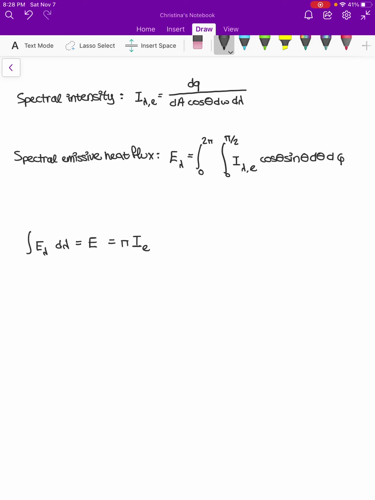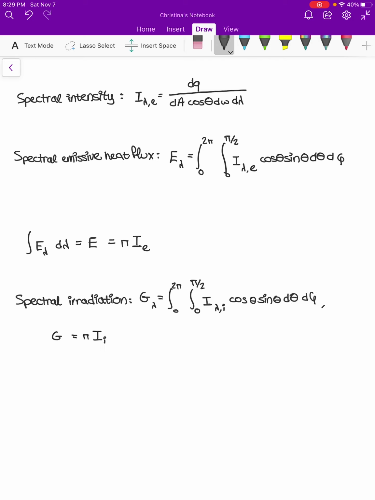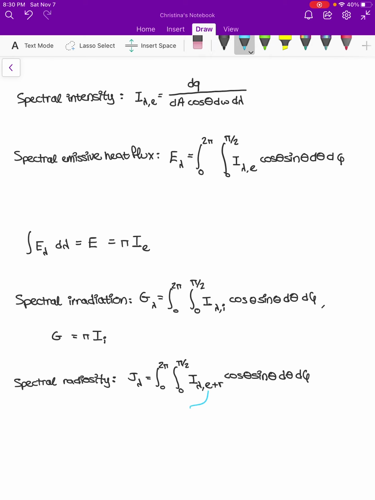Following the same trend as the spectral intensity and the spectral emissive heat flux equations, the spectral radiosity is the following. The spectral radiosity represents the rate at which radiation of wavelength lambda leaves a unit area of the surface per unit wavelength. The subscripts of the spectral intensity are associated with emission and reflection.